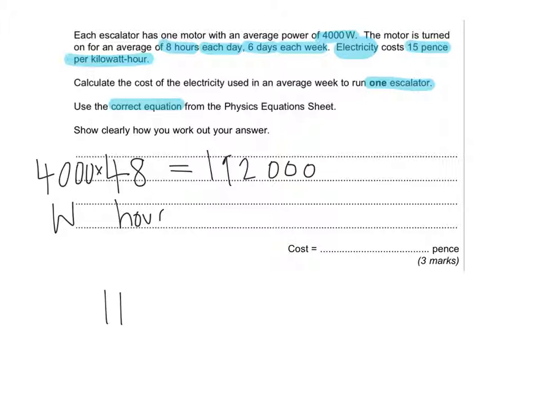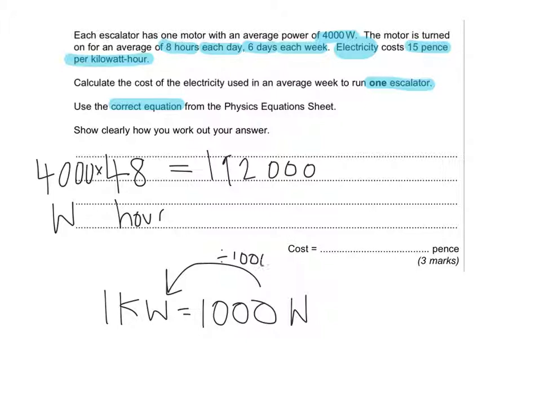If I have 1 kilowatt, then that is equal to 1,000 watts. So I've got watt hours and I need to go to kilowatt hours. So here I need to divide by 1,000 to find out how many kilowatt hours of energy we use. So dividing by 1,000 will give me 192 kilowatt hours.